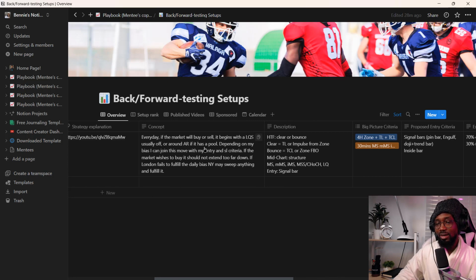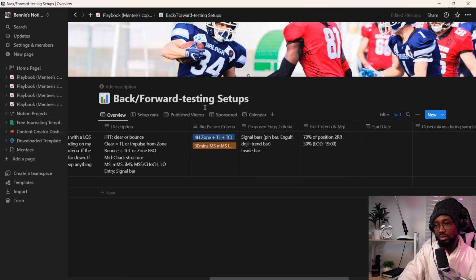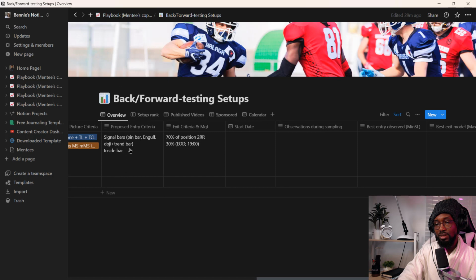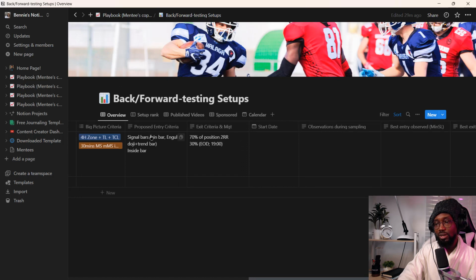ICT will say price and time. He expects price to do a certain thing at a certain time. So that's the concept, and you describe that concept. What do you want to see? What do you want to backtest? This is for backtesting, so you include what you want to backtest. What are your entry and exit criteria?